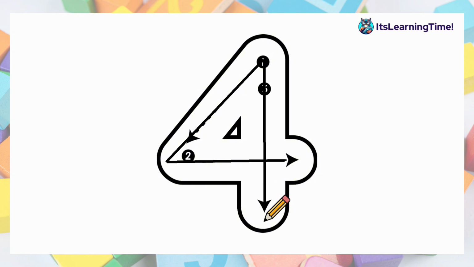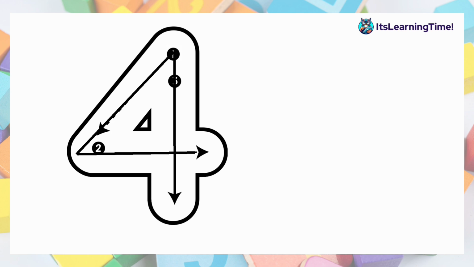So to write number 4, you need a slant all the way down, a dash in front, and a stroke in the middle.